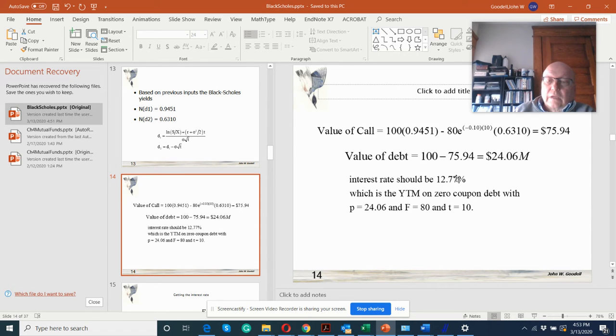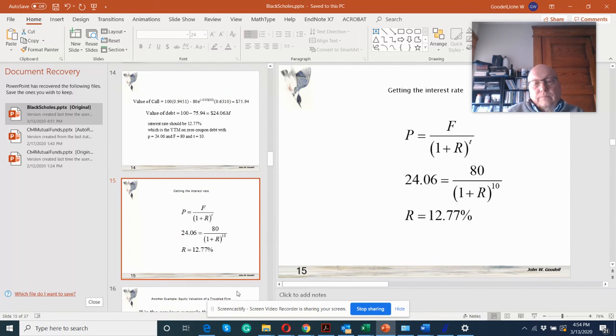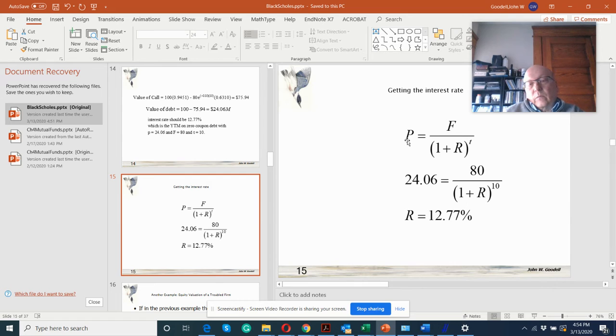How we get what the interest rate should be, or what the yield to maturity should be on the debt, is by the following. If you remember from earlier classes, P equals F over (1 plus R) to the T, for a zero coupon bond with a price of 24.06 and a face value of 80. Solving that, you get R equal to 12.77%. So an investment banker, if the yield to maturity was less than 12.77%, might not want to buy the debt.